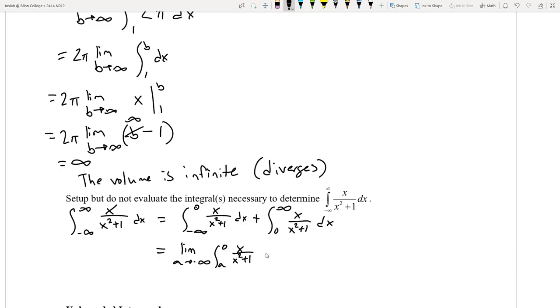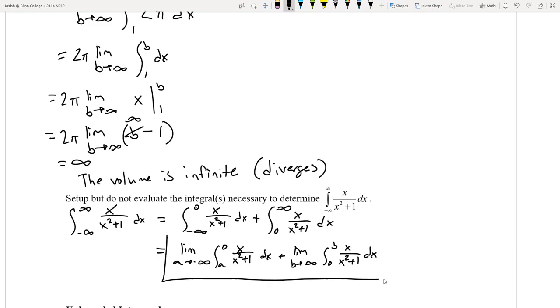And then we'll go ahead and introduce the limit as b tends to infinity for our second, 0 to b. We could certainly evaluate these integrals, but the question didn't ask us to, so we'll leave it that way. Whenever you have a limit from negative infinity to infinity, you must use this process. You must break it up in the middle and introduce these limits one at a time.